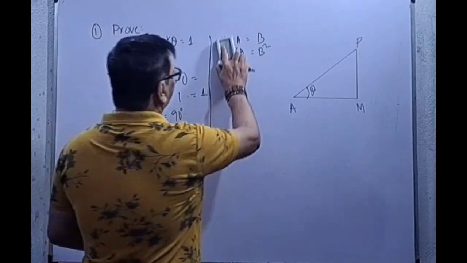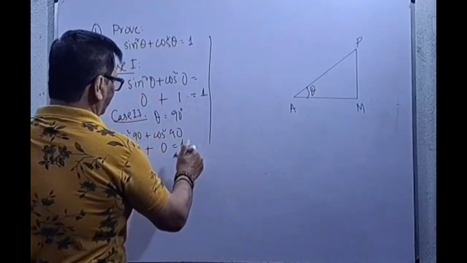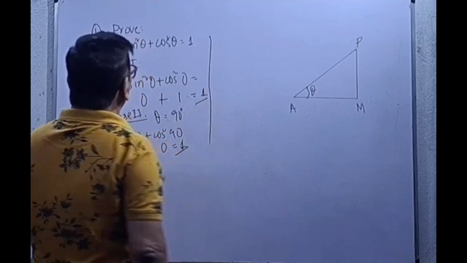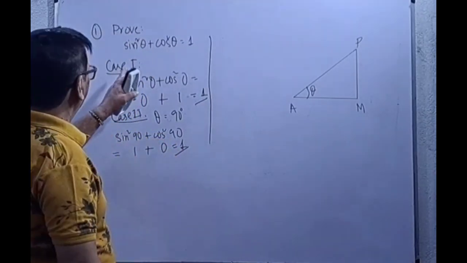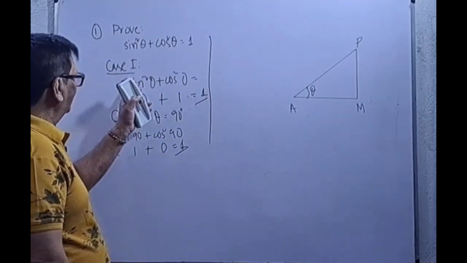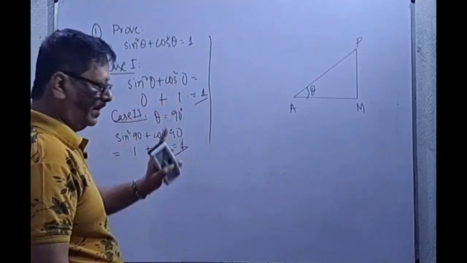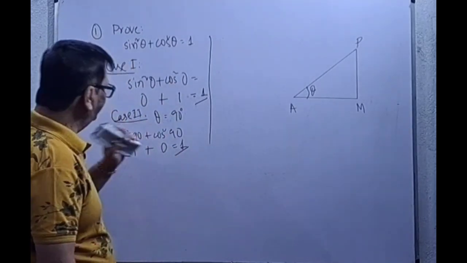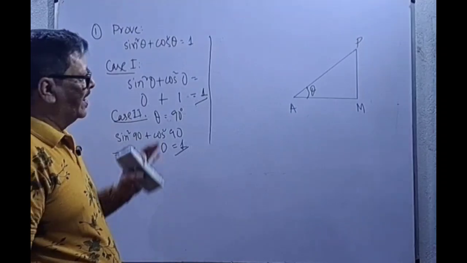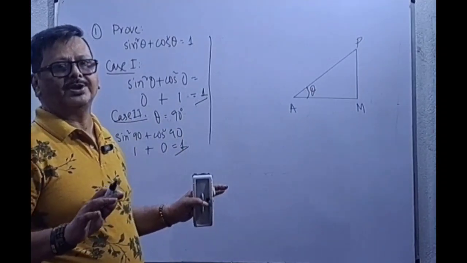Now see, first two cases we have proved. This is equal to 1 and this is equal to 1. So we have proved that when theta is equal to 0 degree, sin² 0 plus cos² 0 is 1. When theta is 90 degree, it is also 1. Now we'll take a general value of theta, correct?